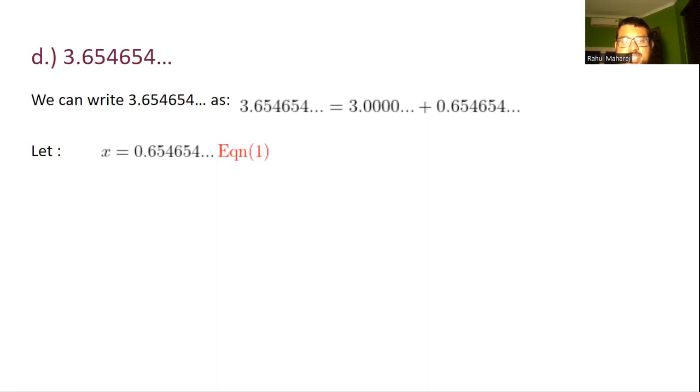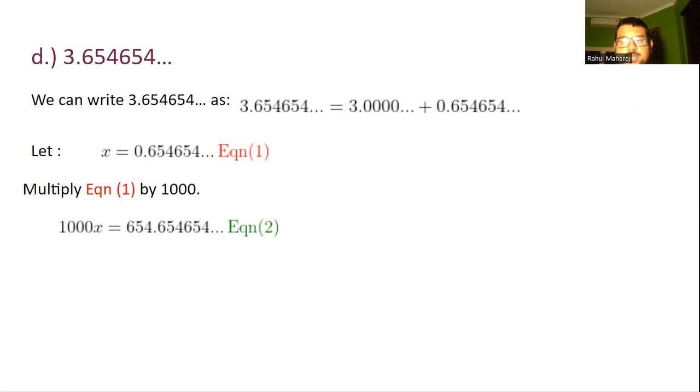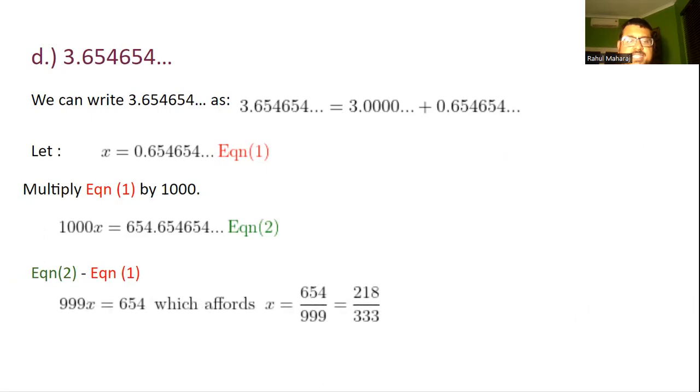Since we have three digits repeating, we multiply both sides of our equation 1 by 1,000. And this will give us 1,000x is equal to 654.654654 recurring. We can call that equation 2. And then we take our equation 2 minus our equation 1. This gives us 999x is equal to 654. And if we divide both sides by 999, we will get x is equal to 654 divided by 999, which is 218 over 333.